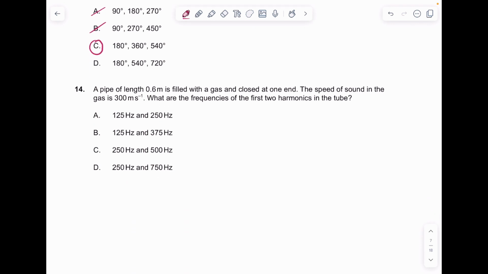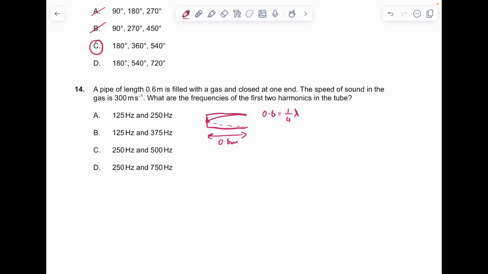Question 14, standing wave question. Pipe of length 0.6 metres, filled with gas and closed at one end. Got speed of sound is 300. What are the frequencies of the first two harmonics? So let's consider harmonic number 1. Okay, our first harmonic looks like this in a pipe closed at one end. We've got a 0.6 metre tube. So that 0.6 metres is giving us a quarter of the wavelength.